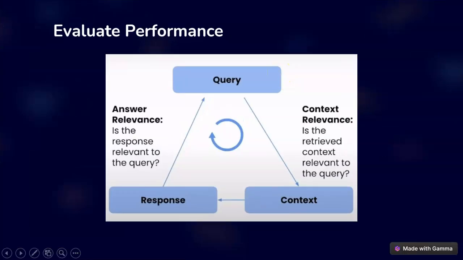Each RAG pipeline has three main parts: query, context, and response. The query is the user input. The context refers to the retrieved information based on the user's query, and the response is the large language model output based on the user's query and the retrieved context. Based on this structure, we can evaluate a RAG pipeline in two key areas: context relevance, which refers to how relevant the retrieved context is to the query, and answer relevance, which refers to how relevant the responses are to the query.